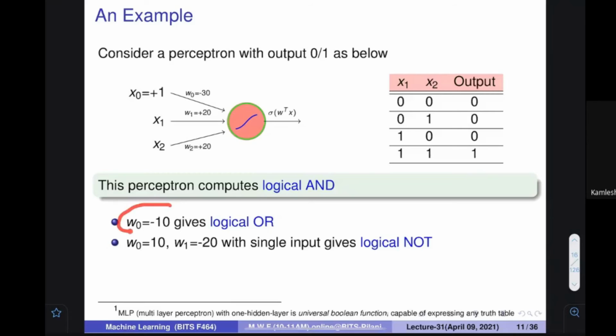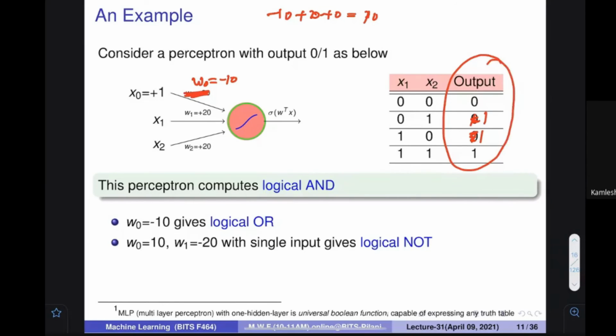If I put W0 equal to minus 10, and you change this, then for 0, 0 it is 0 only, because it would be minus 10. But whenever you put a 1 over here or here, you are going to get the summation of minus 10 plus 20 plus 0, which is equal to 10. So these values become 1. So what is this thing? 0, 1, 1, 1. It is OR. So if W0 is equal to minus 10, it is going to be the OR gate.